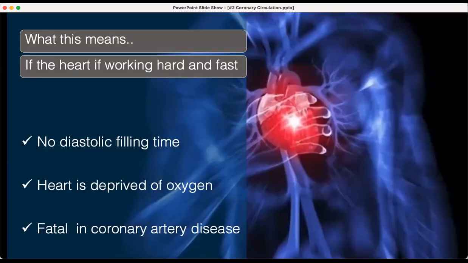So what this means is, if the heart is working very hard and fast, you're not going to have diastolic filling time. The heart muscle is going to be deprived of oxygen. And that's why tachycardia, or rapid heart rate, is very bad for a person with coronary artery disease.